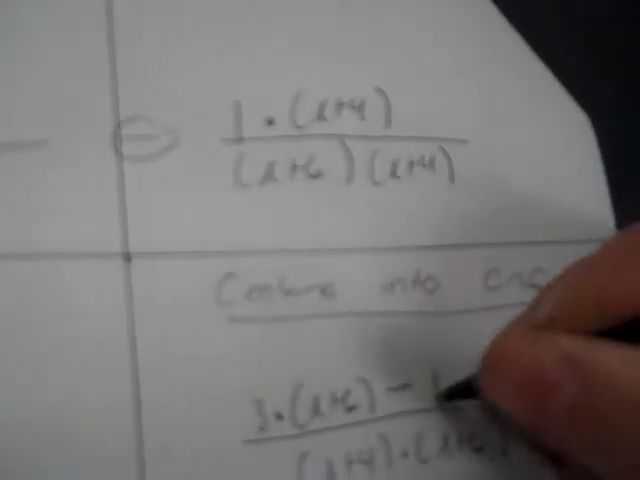Now you want to go down here, you know that that's going to be in your denominator, okay? If it's your common denominator, it doesn't change. Okay, so then I go 3 times x plus 6, minus 1 times x plus 4.